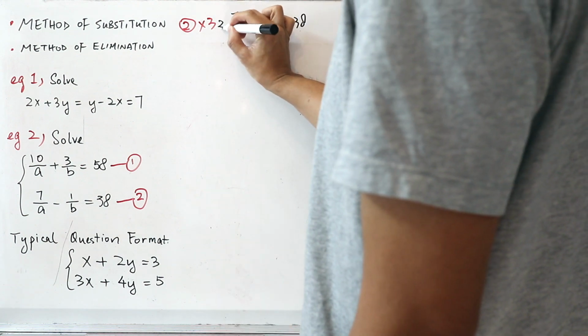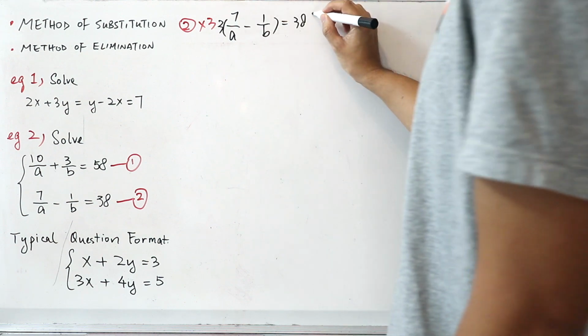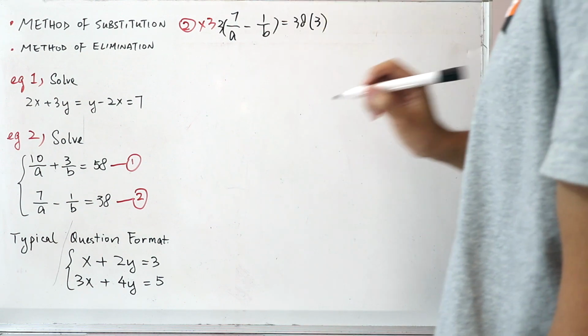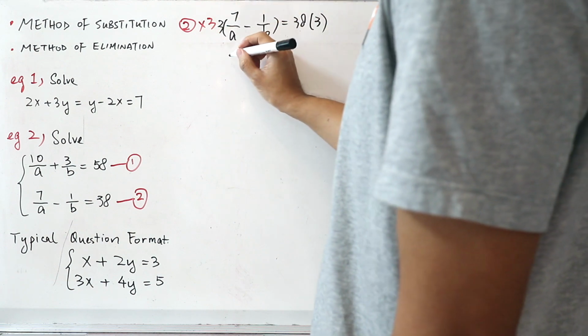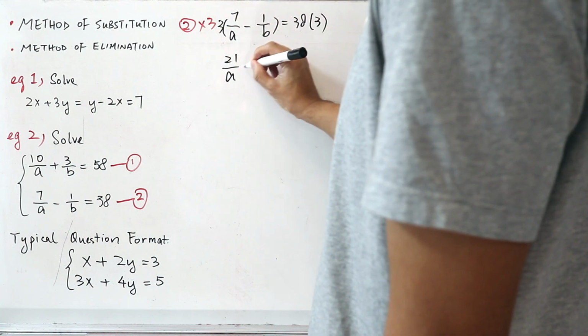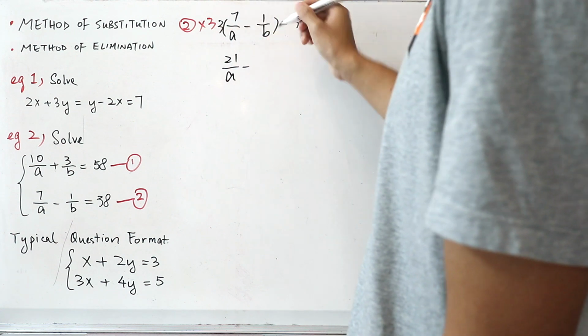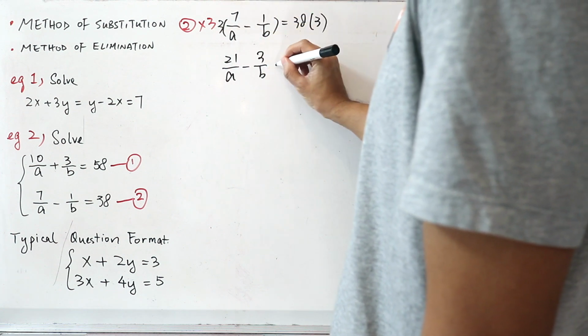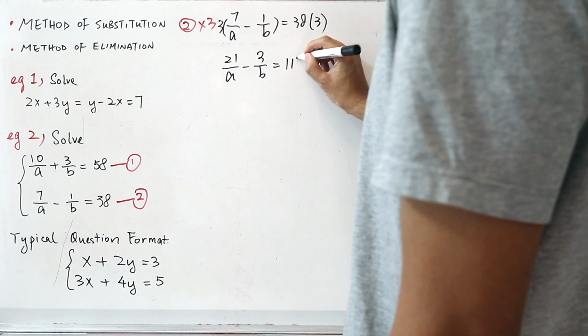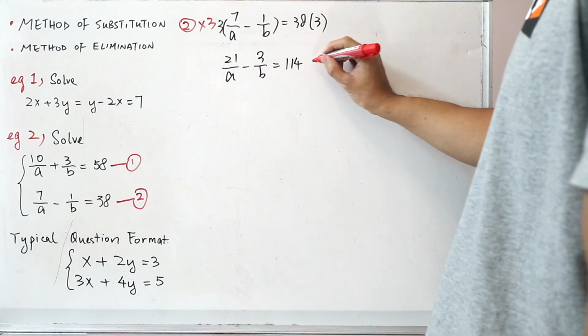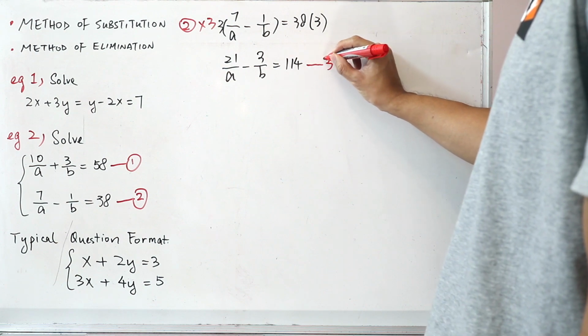And we multiply left-hand side and right-hand side by 3. So 3 here, I multiply inside this bracket. So 3 times 7 is 21 over a. Okay, and 3 times 1 over b is 3 over b. 38 times 3 is 114. Okay, so I'll call this equation number 3.